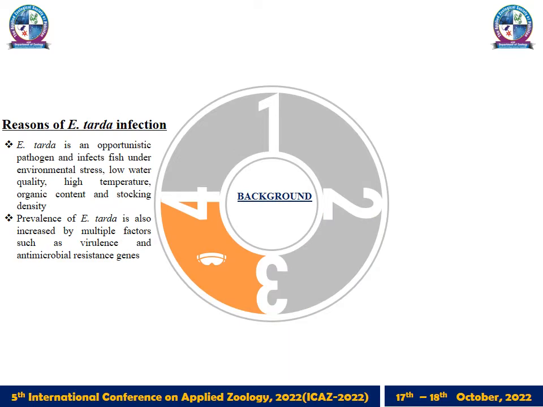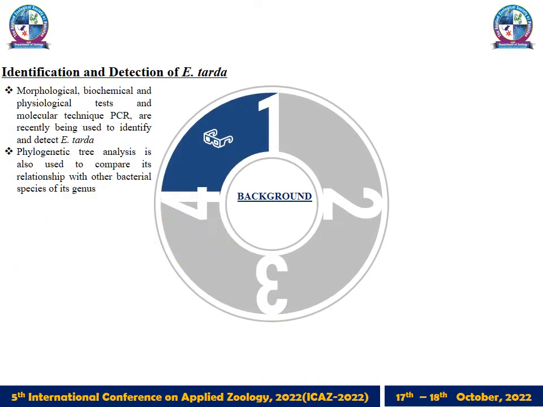E. tarda is an opportunistic pathogen and infects fish under environmental stress, low water quality, high temperature, high organic content, and high stocking density. Prevalence of E. tarda is also increased by multiple factors such as virulence and antimicrobial resistance genes. Morphological, biochemical, and physiological tests and molecular technique PCR are recently being used to identify and to detect E. tarda. Phylogenetic analysis is also used to compare its relationship with other bacterial species of its genus.